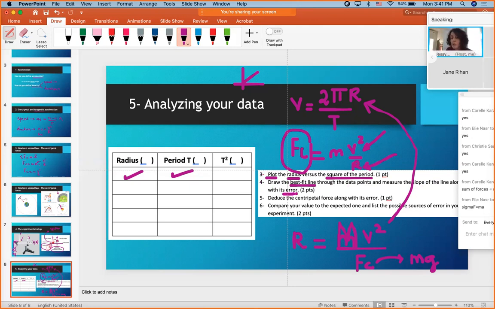Now the error on the slope will take you some time. Try to do it. If you cannot do it, next time I see you, we can sit together and take our time on it. Then they want you to deduce from the slope.